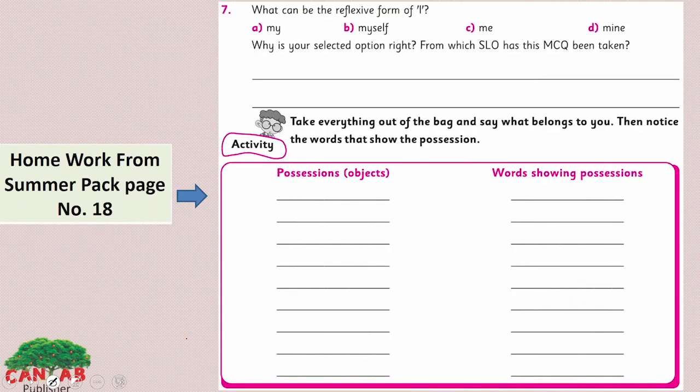There is an activity of possession, objects and words showing possessions, from page number 18 of your Summer Pack.